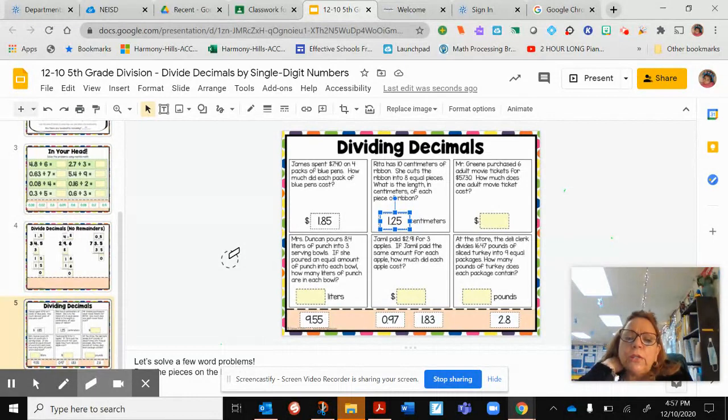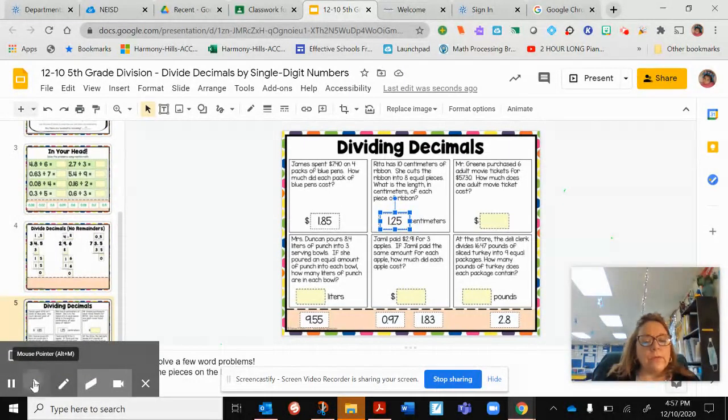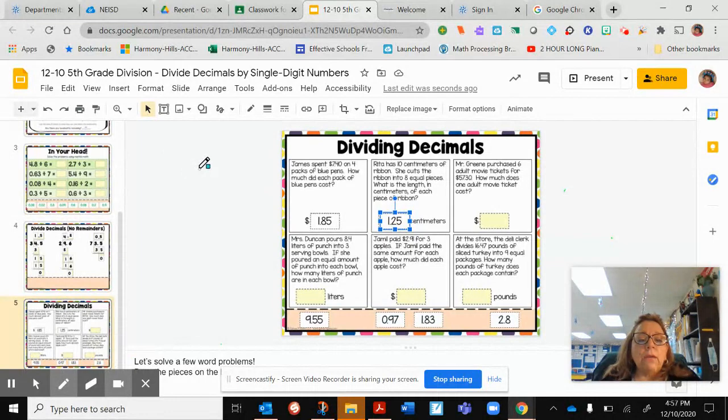Mr. Green purchased 6 adult movie tickets for $57.30. So how much does one ticket cost? Well, I wonder what he went to go see. I haven't been to the movies since COVID, so I have no idea what the tickets cost now.